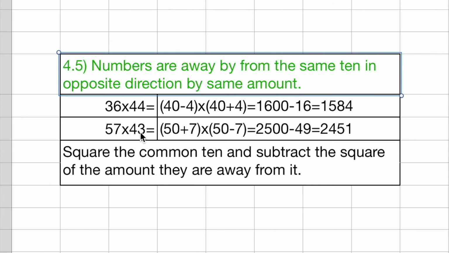57 times 43. Here 57 is 7 ahead of 50 and 43 is 7 behind 50. So we have to do the square of 50. So we get 2500. Then we have to do the square of 7, which is 49. And we have to subtract 49 from 2500. So the answer is 2451.